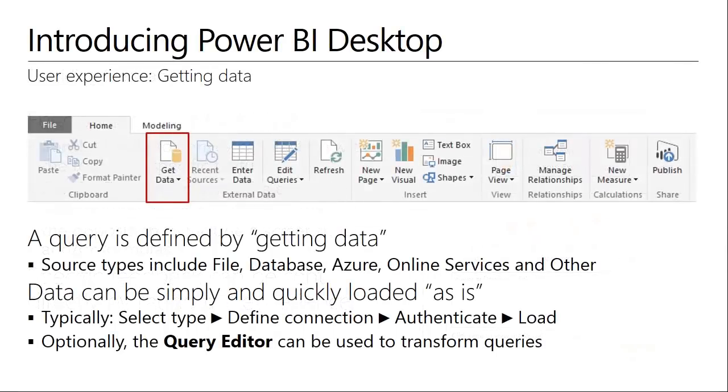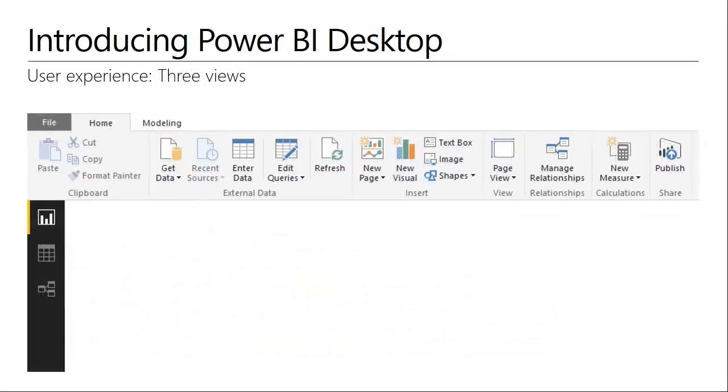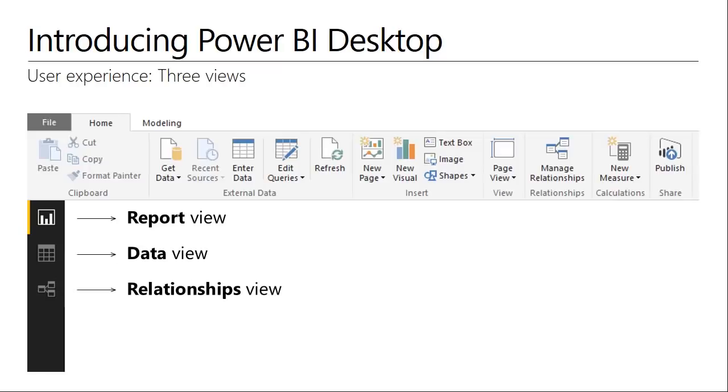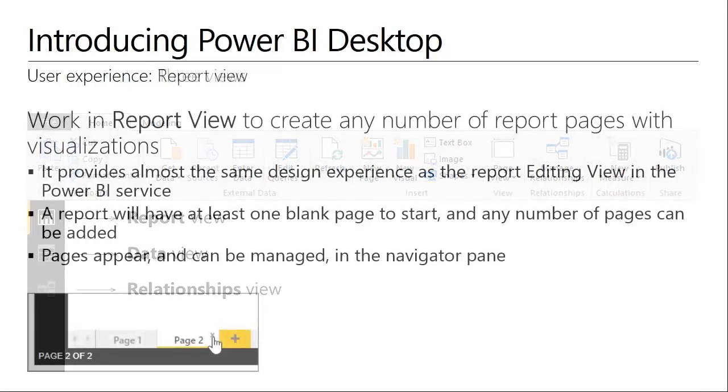The user experience then. It all begins with getting data from somewhere, and sources can include file sources, database, Azure, online services, and other. And data can be simply and quickly loaded as is, or it may be loaded, transformed, and then queried via the data model. There are three views in the user experience: the report view, the data view, and relationships view.